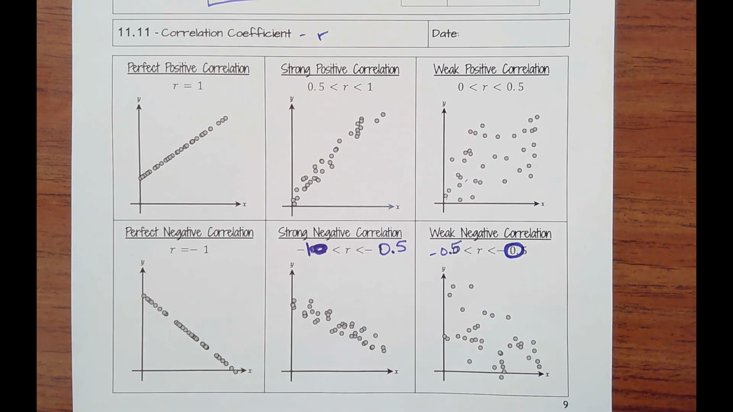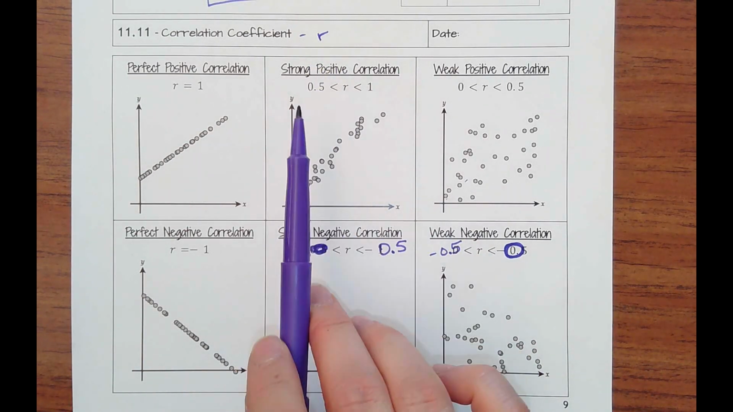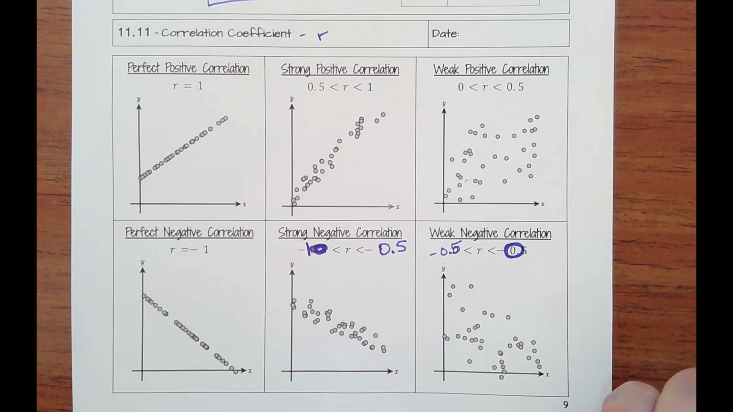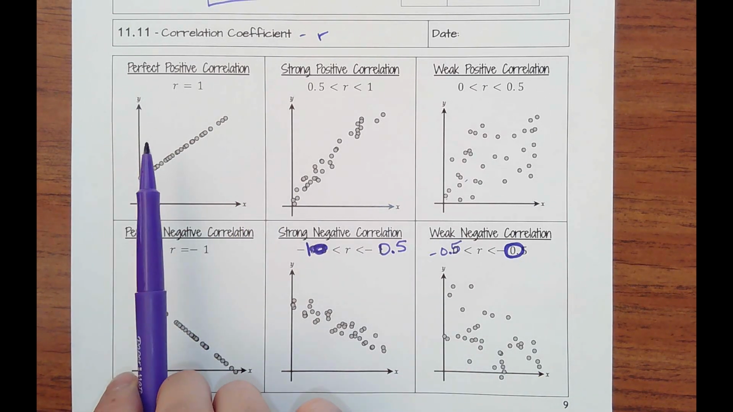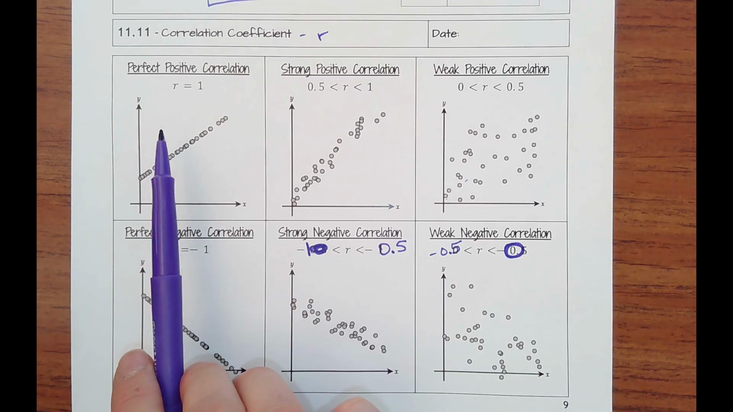Lesson 11.11 is called the correlation coefficient. This is going to be represented by the letter R. So a correlation coefficient is a number you could get on your calculator when you put in your data set and then you get a line of best fit. We didn't make that feature pull up, but this lesson will actually tell you what the R values are, so we don't need to know it.